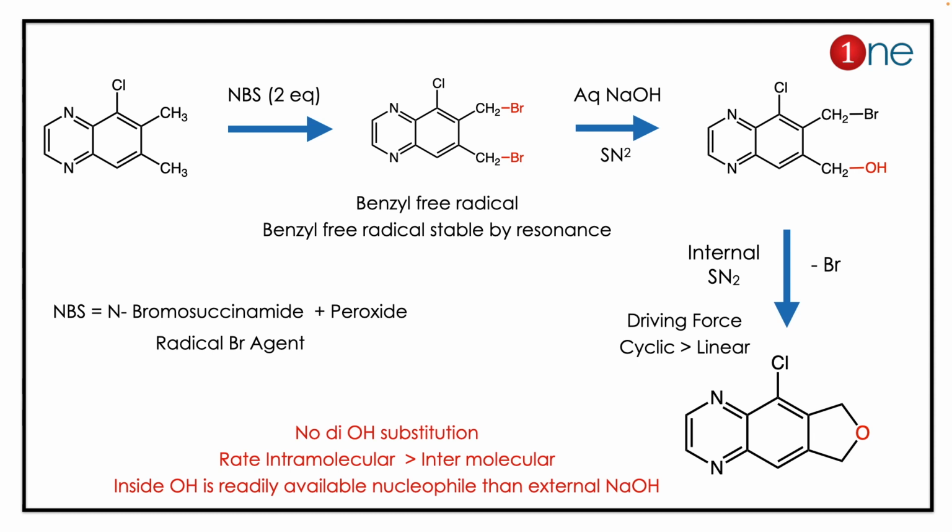Then you are using aqueous NaOH. So it converts bromine into OH there. Then the cyclization happens. You have ring closure. The ring closure is favorable because a cyclic compound is more stable than a linear one.